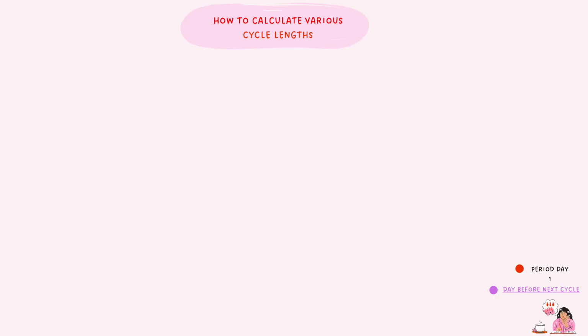Okay, so let's calculate. So what are you going to need? You're going to need a calendar to track your cycle. You're going to need a calculator to count the period lengths of at least 3 months. And you're going to need the dates of when your period started. So you're going to need at least three dates to be able to do this.